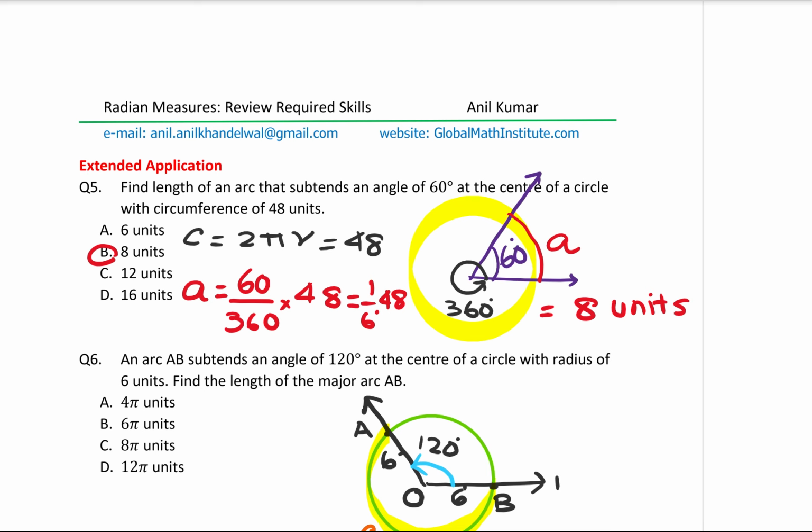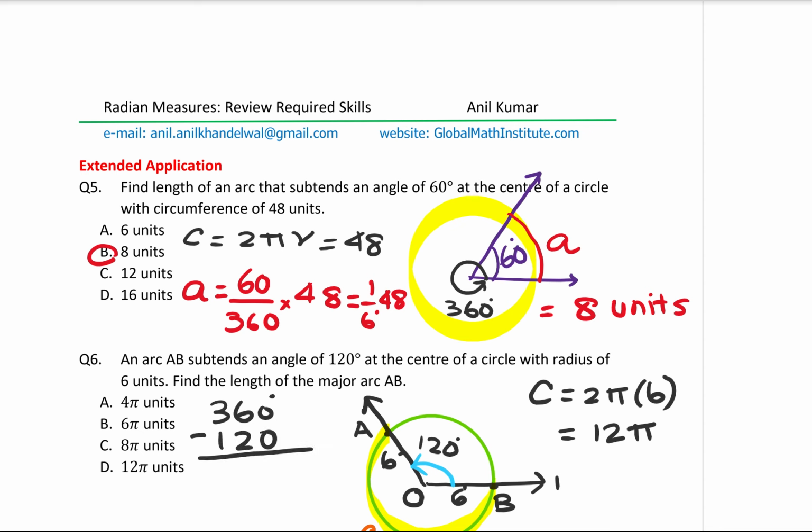Let's first find the circumference itself and then we'll figure it out. We know that the radius is 6, so we can say circumference C is 2 pi r, so 2 pi multiplied by 6 is equal to 12 pi. That is the circumference. We are interested in the major arc. Major arc means how much angle? The angle will be 360 degrees take away 120 degrees, which is going to be 240 degrees. So the portion of the arc corresponding to 240 degrees is our answer.